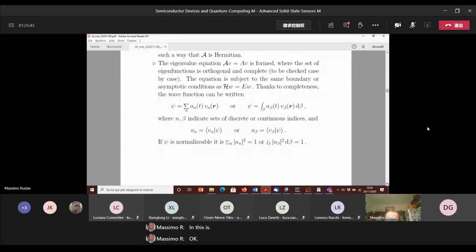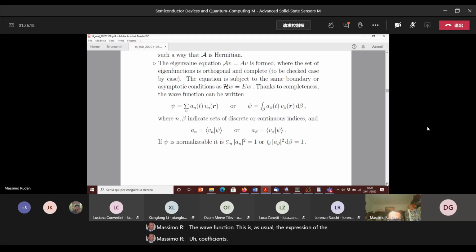Then, according to the rules, what is the form of the coefficients? The coefficients, as you remember, are obtained as the scalar products of the corresponding eigenfunction Vn or V beta times the wave function. This is, as usual, the expression of the coefficients.